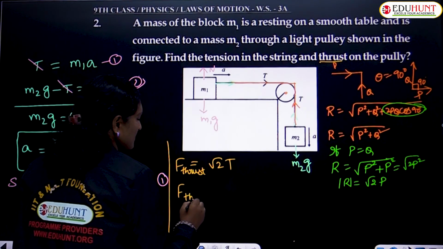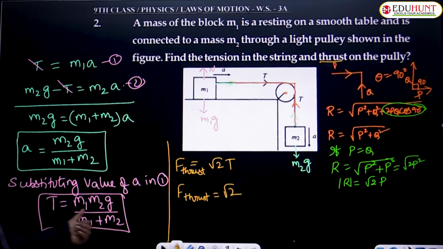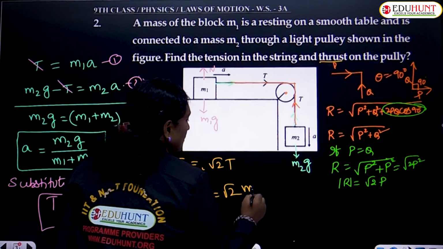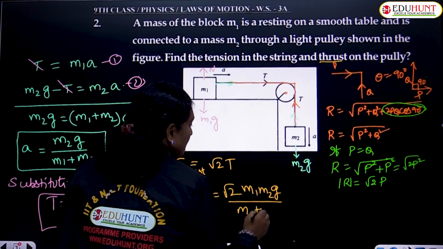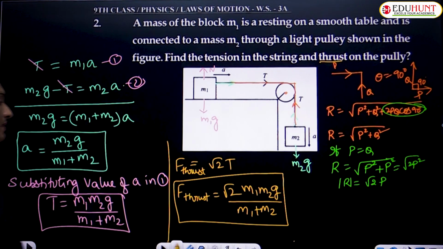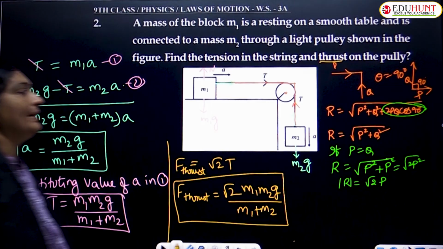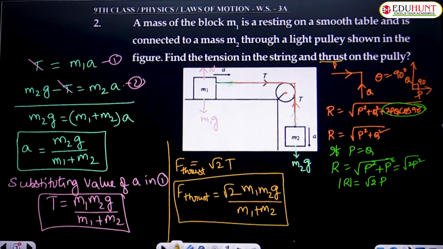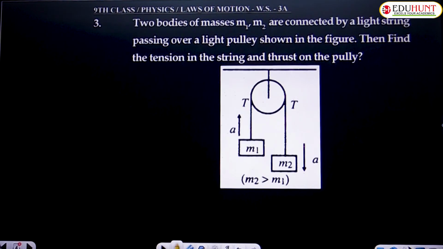So F thrust is equal to root 2 times the value of T, which is how much, children? M1 M2 G by M1 plus M2. So root 2 M1 M2 G by M1 plus M2. This is the thrust acting on the pulley. So the total net resultant force acting on the pulley is root 2 times M1 M2 G by M1 plus M2. I hope this is clear, children. So I'll be moving to the next numerical, that is numerical number 3.